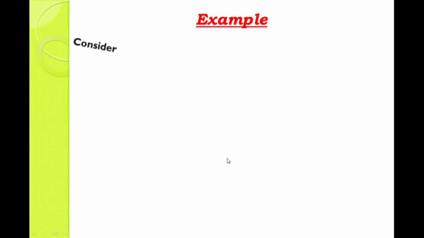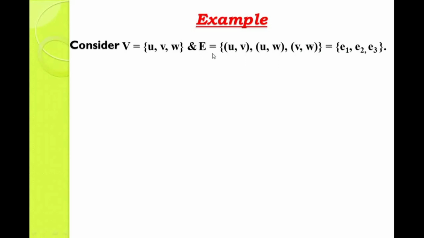Consider the vertex set V with 3 vertices, that is u, v, w, and we consider the edge set: u comma v, u comma w, v comma w. How to define this? Using the vertex set we have to take two elements from the vertex set. So this pair we consider edge 1, this pair is named edge 2, and this pair is named edge 3. So using the vertex set and edge set we are going to draw the directed graph.